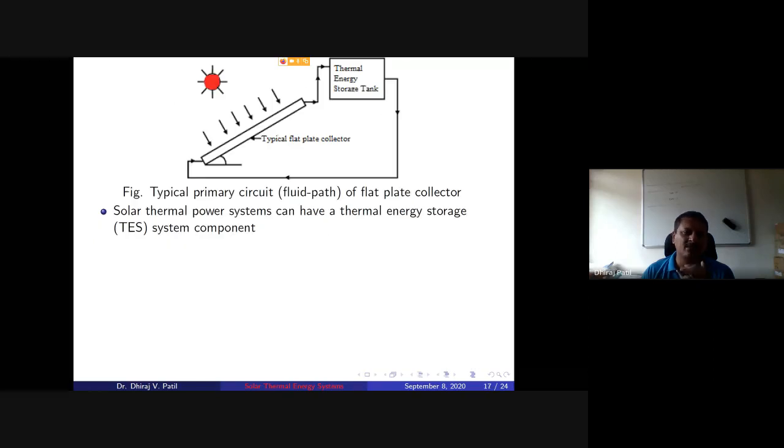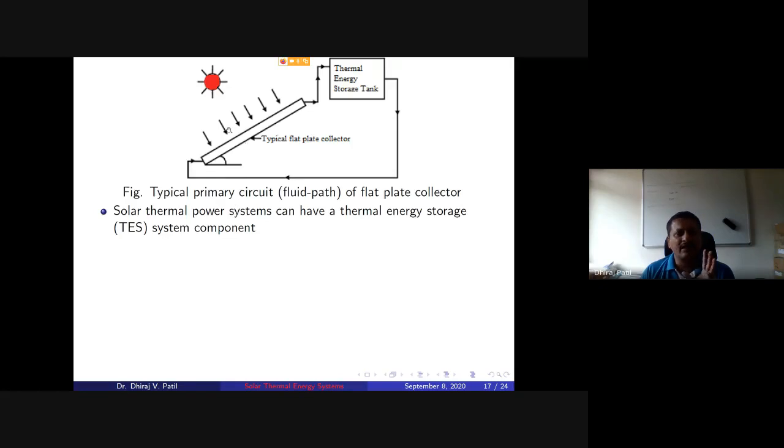I can introduce the books for the performance. I am not going into detail on the performance of solar thermal energy collectors, but for flat plate and parabolic trough, it is well written in the books. You can refer to that.